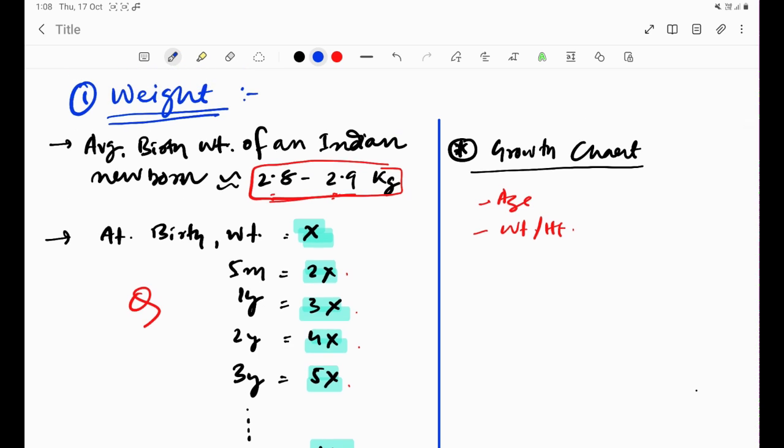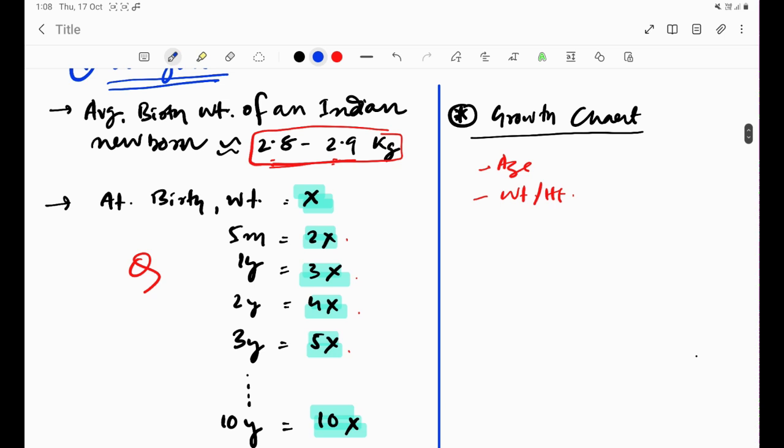There is nothing much to do from weight. This was asked as a one-liner: what's the average birth weight of an Indian newborn? Some books say it's 2.8, some say 2.9. So you can remember it as 2.8 to 2.9 kilograms.